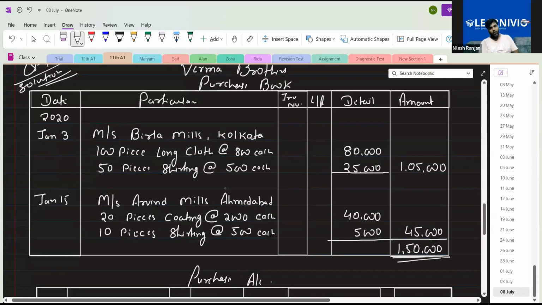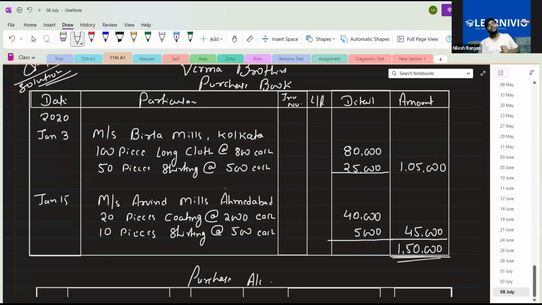First, you write the name of the seller and then the item detail that you have purchased from them. Sorry, you have sold to them. Okay, so we will record all the item details also and then write the detail and amount in these two columns. Okay. So tell me if you have any question in purchase book or the petty cash book that we have discussed.